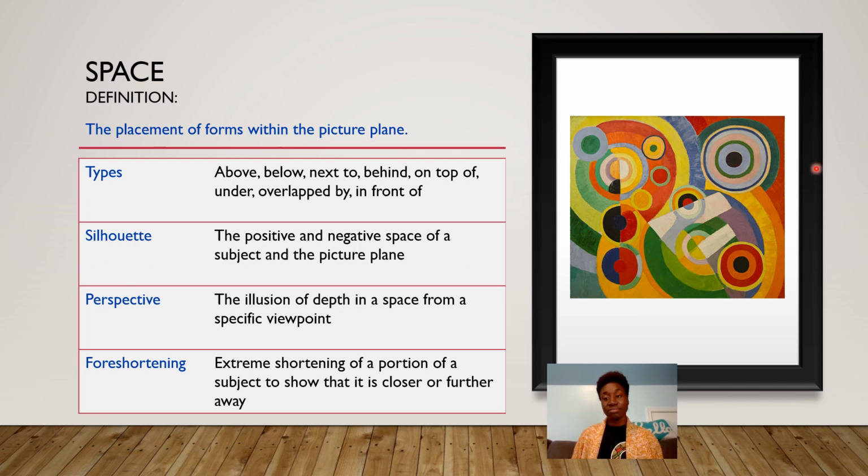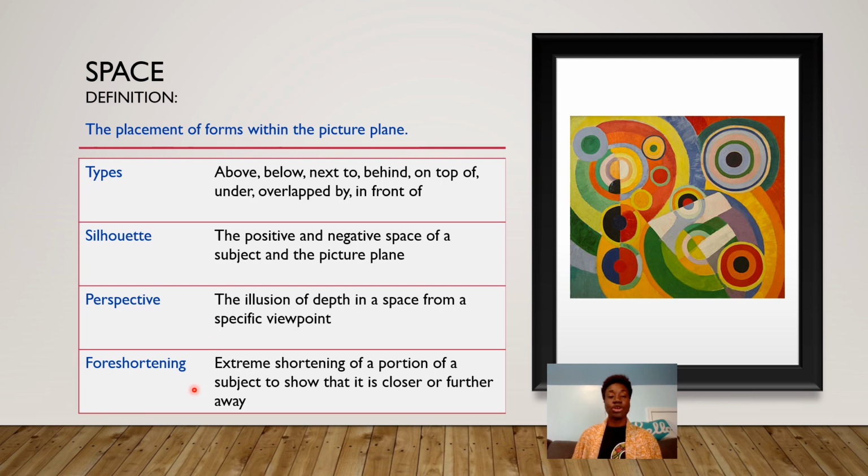There's the silhouette. Like this is sort of a silhouette, so it has no definition, and it's the positive and negative space of a subject on the picture plane. Then you have perspective, which gives the illusion of depth in a space from a specific viewpoint. This does not have any perspective. It's very flat. 3D images or images with form usually have perspective.